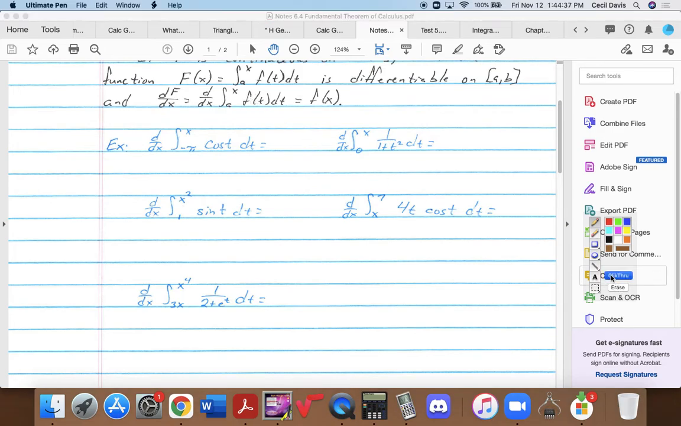We're not really picky. So, for example, for this one, the derivative with respect to x of the integral from negative pi to x of cosine of t dt is cosine of x. Done. So for this one, notice that the lower limit is 0, which is a constant. It doesn't matter what constant it is. The derivative with respect to x of the integral from 0 to x of 1 over 1 plus t squared is 1 over 1 plus x squared.